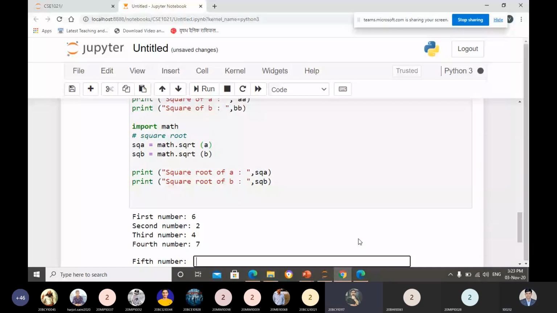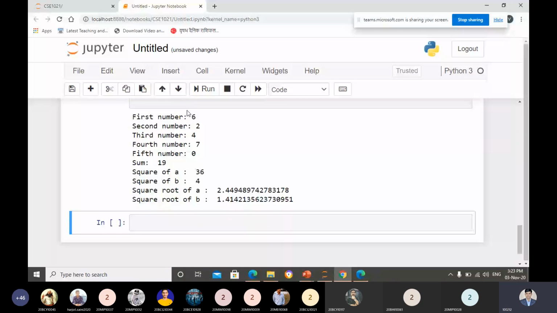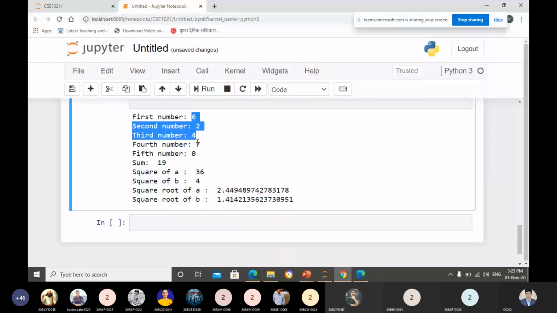0. Now see, what is the sum? The first number is 6, plus 2 is 8, plus 4 is 12, plus 7, we have 19. The sum is correct. Now we are getting the square of A. So what was the first value? It is 6. So the square of 6 will be 36.